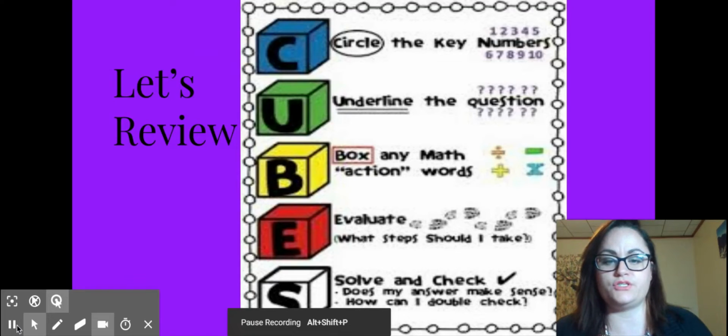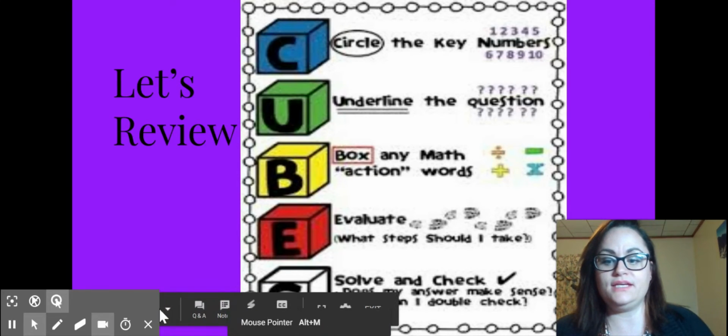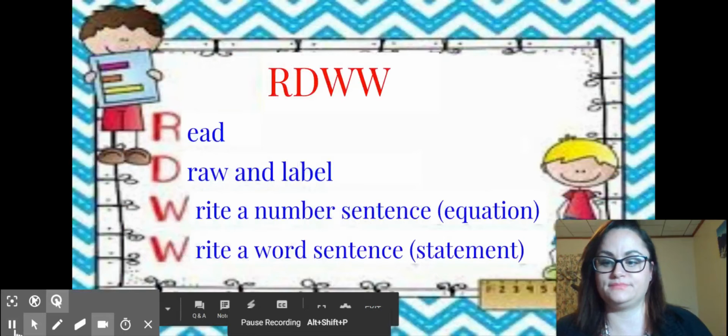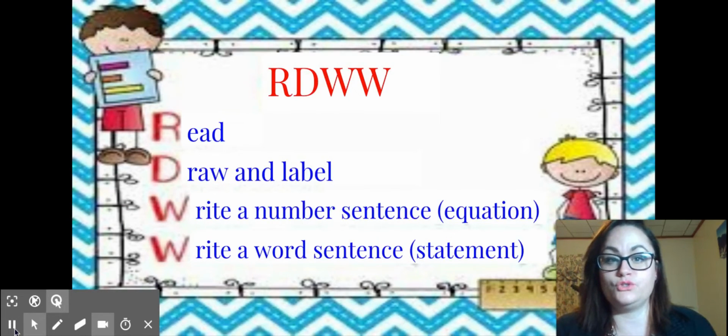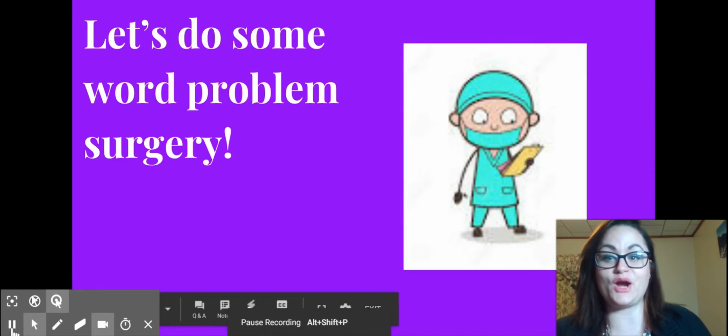The second strategy I want you to focus on is Read, Draw, Write, Write. Read, Draw, Write, Write stands for reading the question, drawing and labeling a picture or diagram to help you solve the problem, W, which is to write a number sentence or an equation, and W, to write a word statement or a word sentence. That's a statement that answers the question that is part of your word problem. Are you ready? Let's do some word problem surgery.